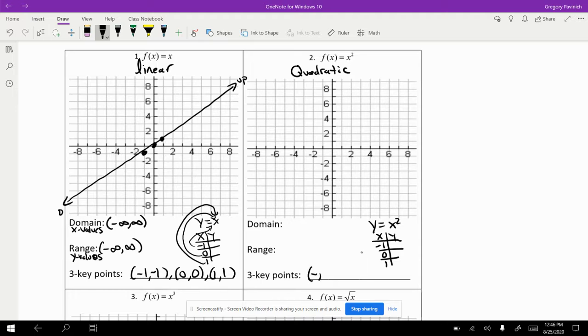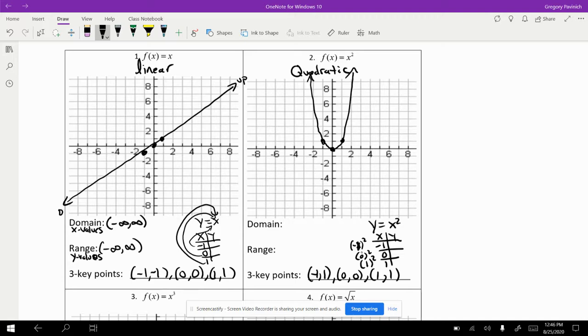So I'm going to input -1. If I take -1 and I square it, that outputs 1. If I input 0 and square it, I get back 0. And if I input 1 into x squared, back 1. So I have -1, 1, 0, 0, and 1, 1. And this function looks like a U, not a V.